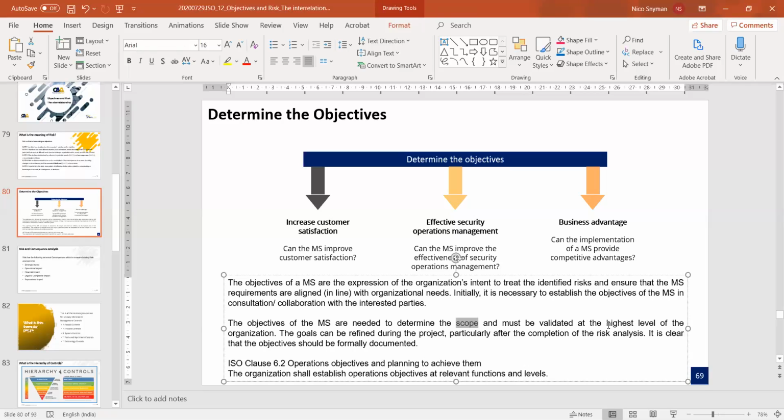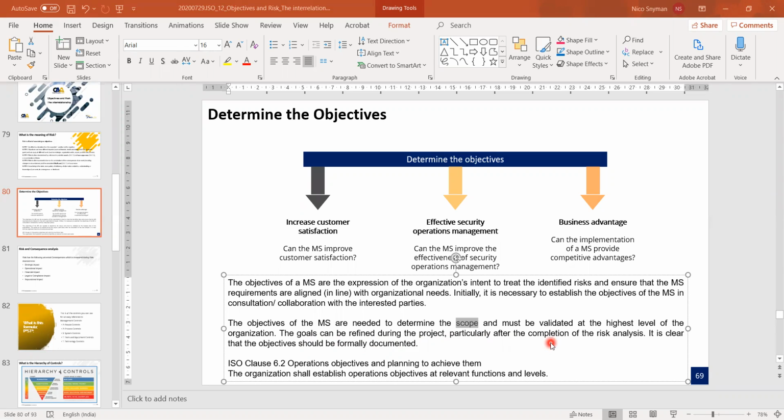Now this must be signed off by the board, and the board is actually giving you approval to do what you need to do in reaching the objectives. And then the goals can be refined during the project, particularly after the completion of the risk analysis. If you are looking at any ISO, clause 4 is talking about understanding the context of the organization.